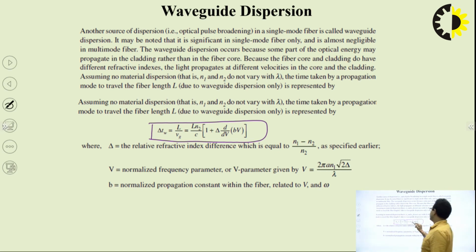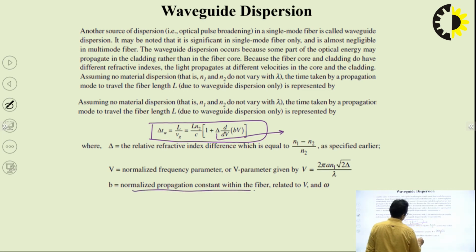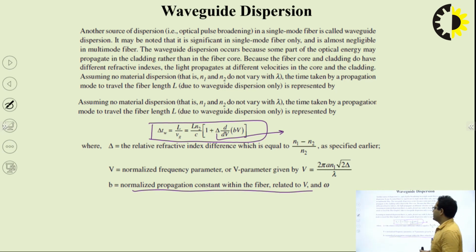The different symbols represented here: delta is the relative refractive index, which equals n1 minus n2 upon n1, or some formulas also say n1 minus n2 upon n2. The next is V, the normalized frequency, which we know is 2 pi a n1 square root of 2 delta upon lambda. And b is the normalized propagation constant within the fiber, which is related to the normalized frequency as well as the frequency of operation. So this is about waveguide dispersion as well as material dispersion.